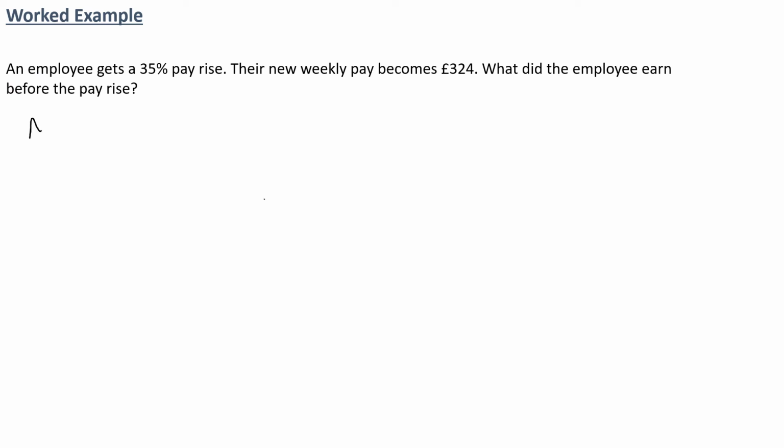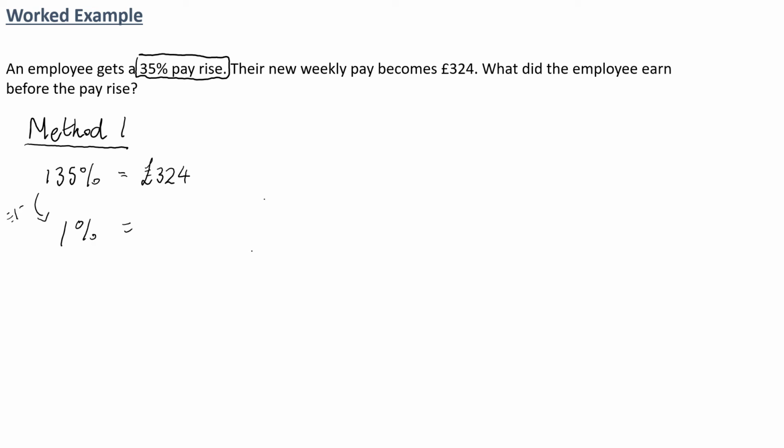Okay, so we'll look at the first method, method 1. So we've got a 35% pay rise. So once again, before the pay rise would be 100%. So currently they have 135%, and that is equal to £324. Our goal is we want to work out 100%. To do that, we'll work down to 1. So we've divided by 135. So 324 divided by 135 is 2.4. So 100%, i.e. what he or she earned before they got the pay rise, is going to be £240.